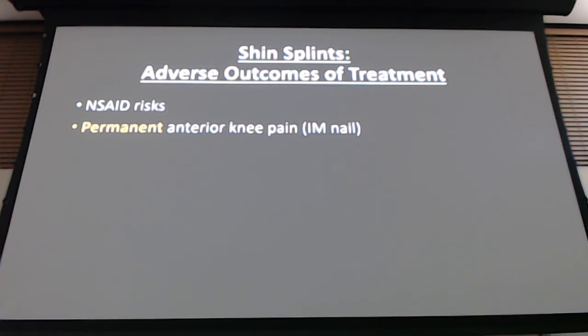Awesome. So what are the adverse outcomes of treatment? 100% of patients describe some level of permanent anterior knee pain. Can you also drill it from the other end? Yes. Okay, let's not get into that. But I'm just telling you that they have some level of permanent anterior knee pain because of the amount of force and awesomeness that we had to use to get that thing down the pipe. Good to go? And then, as you guys' favorite, your NSAID risks still exist. You guys love pharm, right?